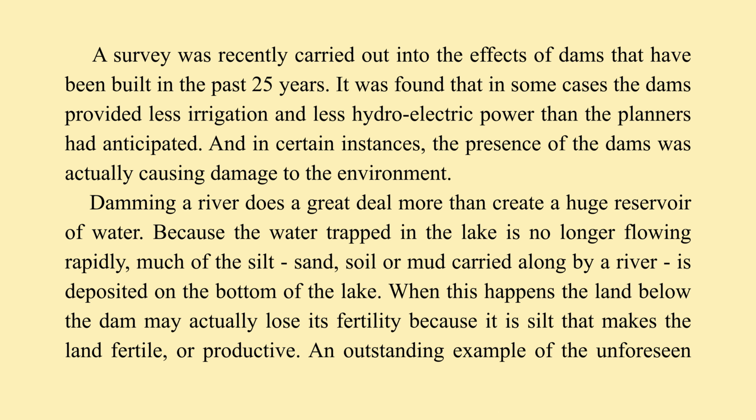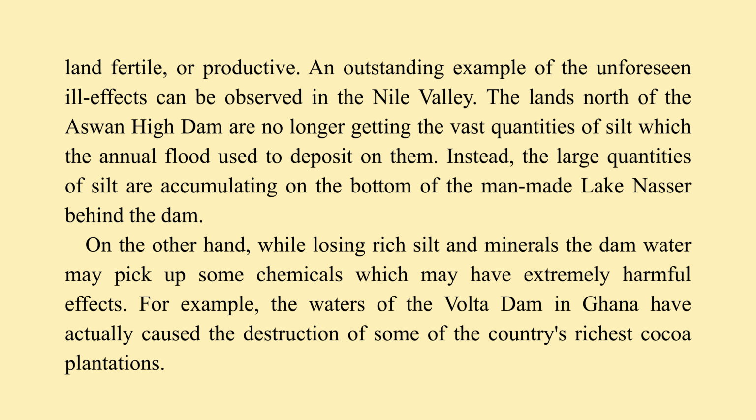Because the water trapped in the lake is no longer flowing rapidly, much of the silt, sand, soil, or mud carried along by a river is deposited on the bottom of the lake. When this happens, the land below the dam may actually lose its fertility because it is silt that makes the land fertile or productive. An outstanding example of the unforeseen ill effects can be observed in the Nile Valley.